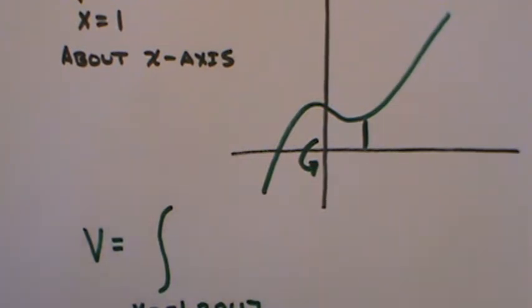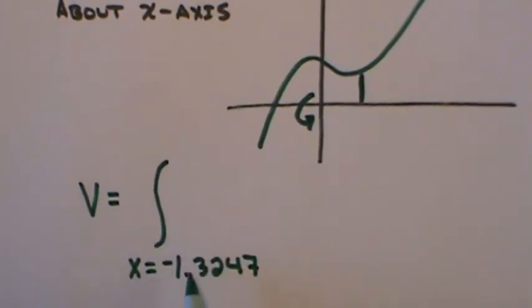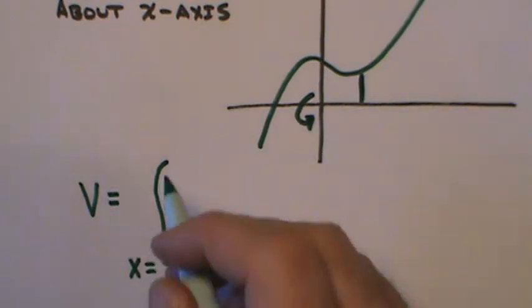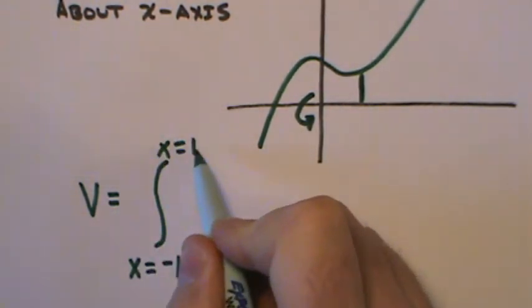-1.3247. As I've said a number of times, when you're doing your integrals, your final answer should always be rounded to the third decimal place. You should keep 4, even 5 decimals on your integral, because your calculator is going to do all the work. And then, as we said a moment ago, I'm going to finish this at x equals 1.